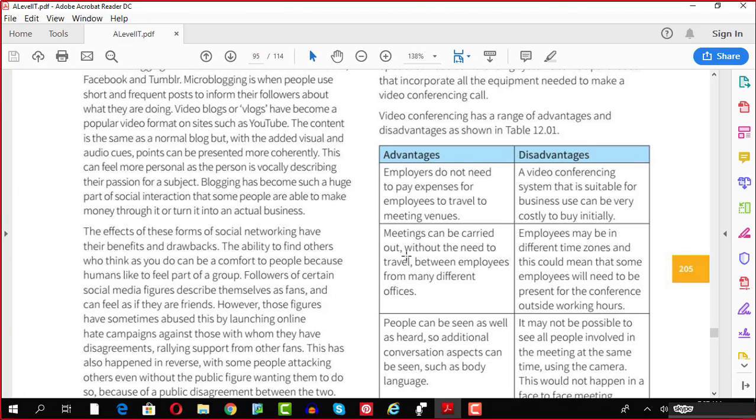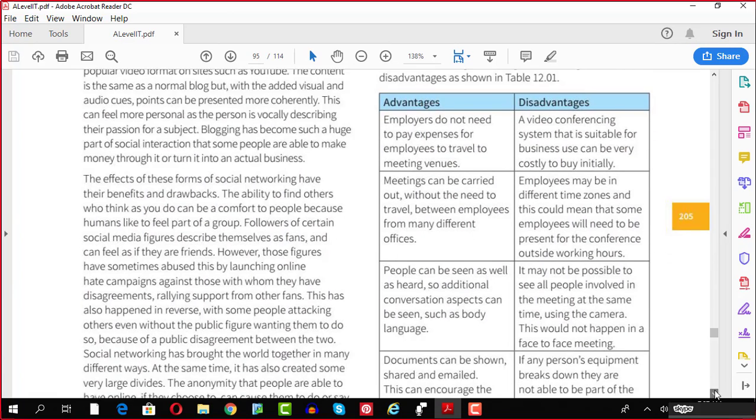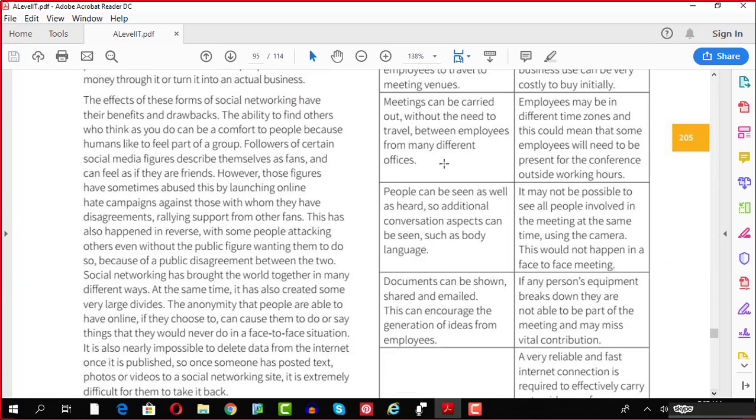And then obviously you have advantages and disadvantages of video conferencing. Employees don't have to pay for expenses. Obviously, initial cost might be high, but it's a big advantage to the business. Meetings can be carried out at any time, at any place. Employees may be in different time zones. Since it's an advantage, it's also a disadvantage. I mean, if I say very good advantage, we can meet anytime, but no, everyone is not free at every time. So whenever you discuss an advantage of some point, you might have the same point as a disadvantage as well.